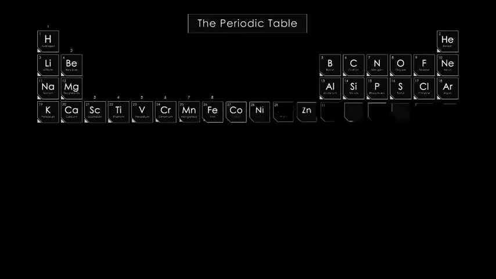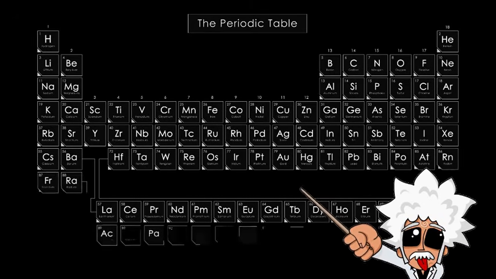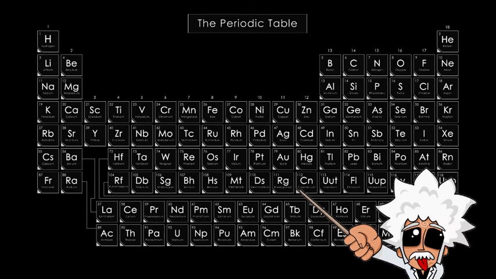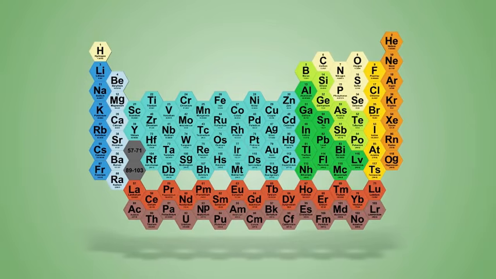There are 7 rows called periods on the table of elements. This graphic organizer helps us know a lot about the atoms in their place. First period, 1 electron shell. Second period, 2. Third period, 3 shells.